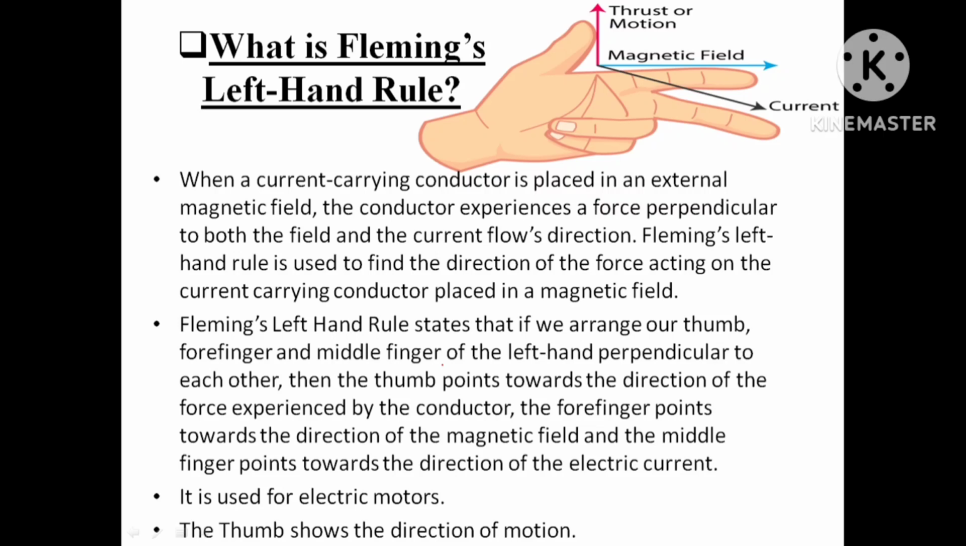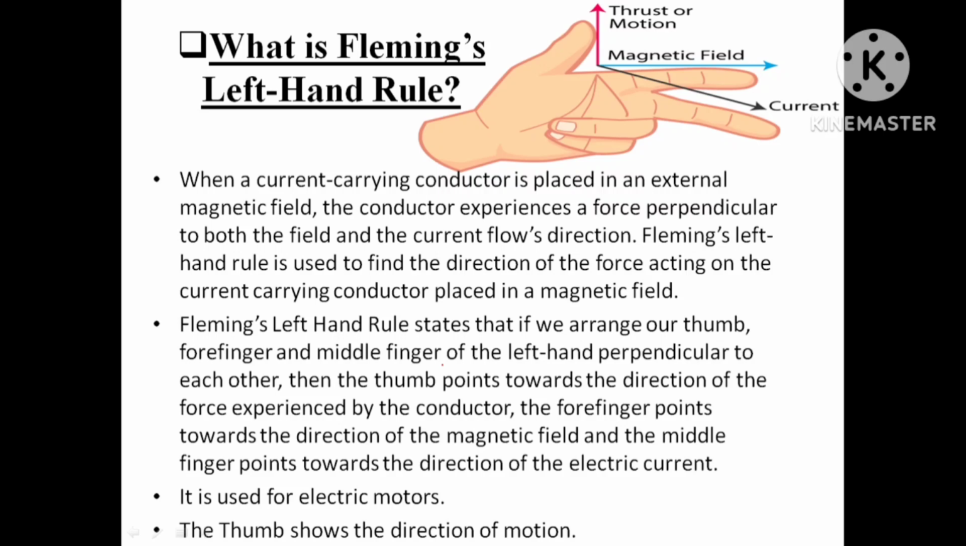Now we have studied what Fleming's right hand rule is. Now we'll study Fleming's left hand rule. Fleming's right hand rule is used for generators, where the middle finger shows the direction of induced current. The left hand rule is used for electric motors. Here the thumb will show the direction of motion.